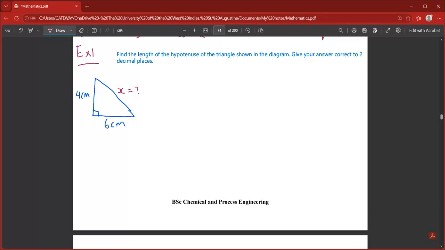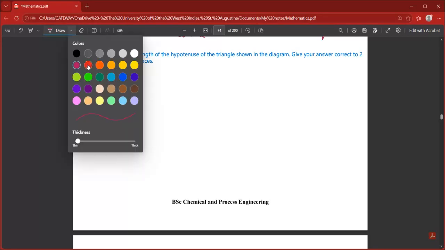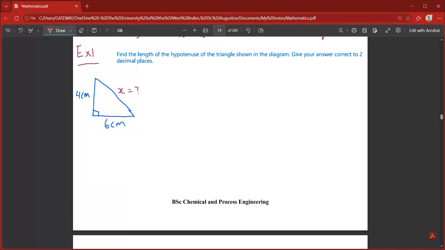So again, just like the formula, once you learn the formula for a right angle triangle, relating the sides, this should be fine. First, you need to look at the hypotenuse. So the hypotenuse is actually x. The question is to find the length of the hypotenuse. In this case, it's going to be x. Give the answer to two decimal places. So we have the hypotenuse squared.